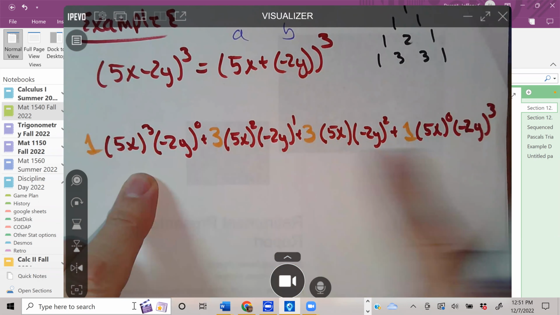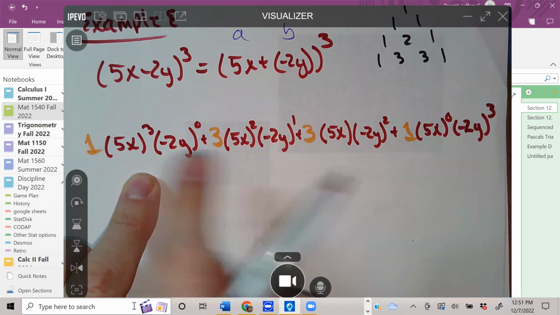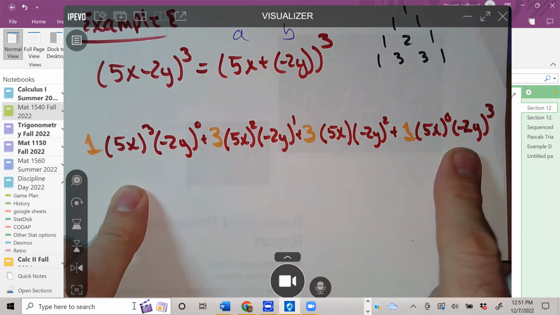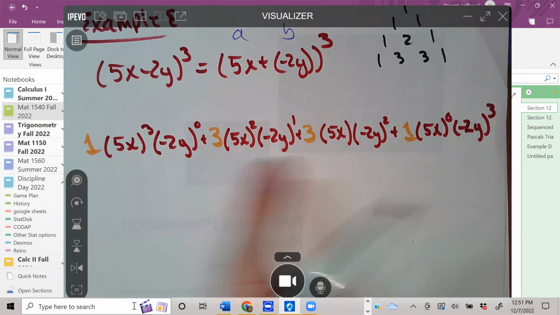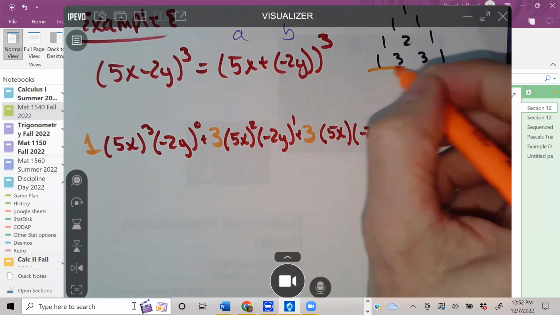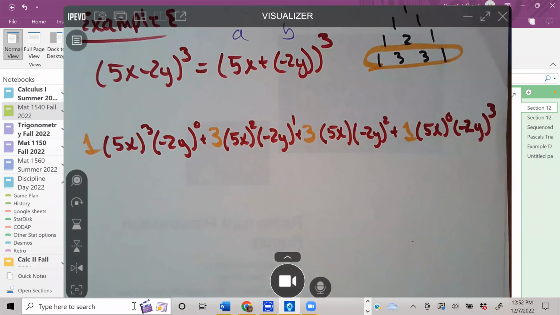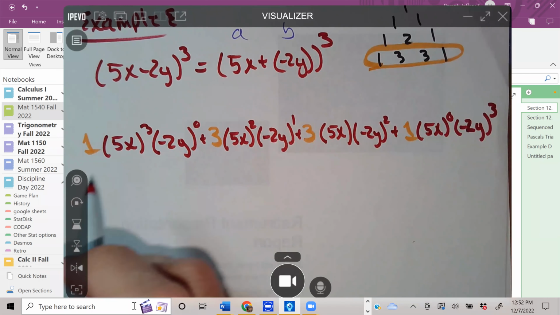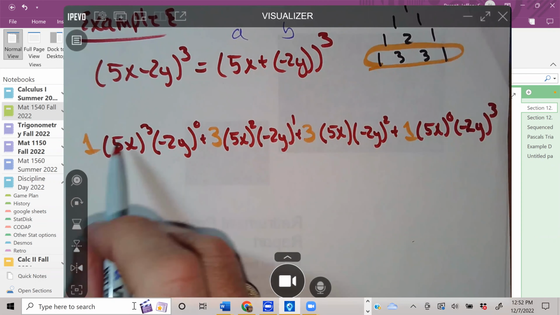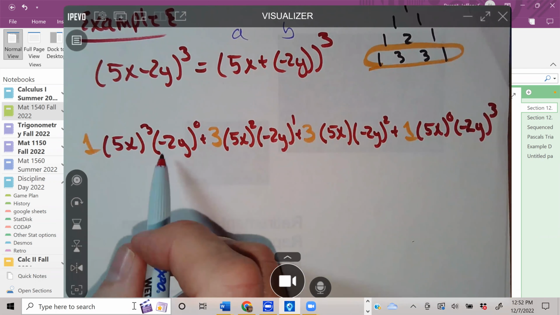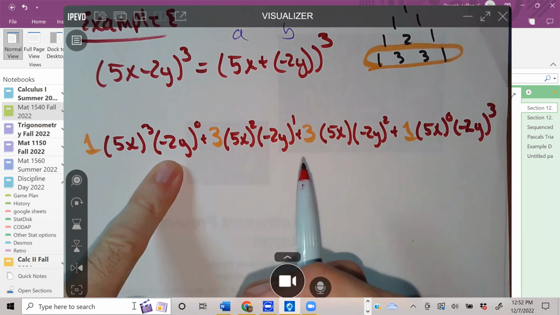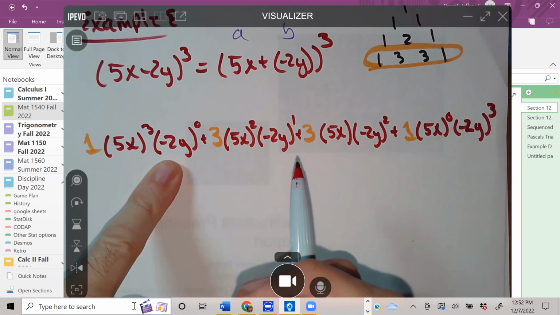Are we okay with how we set this up? It's just your A and B within the appropriate powers, and then throw in the coefficients from the third line of Pascal or fourth line of Pascal's triangle. All right. We need to cube these out and take care of them. What's something to the 0 power? 1. Yeah, something to the 0 power is 1.